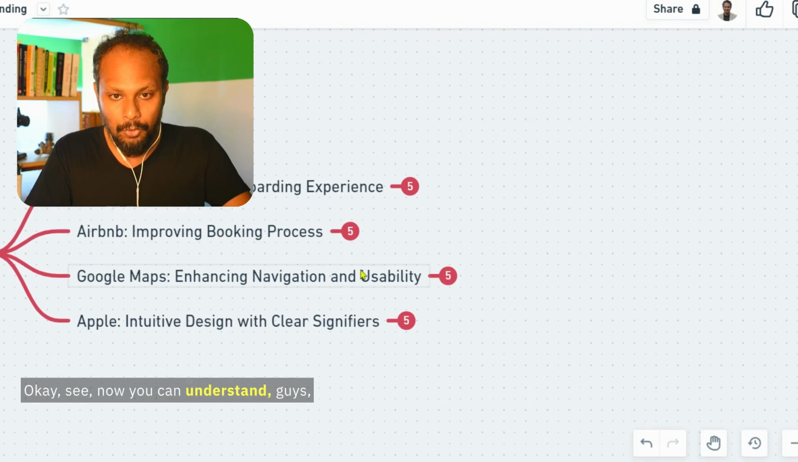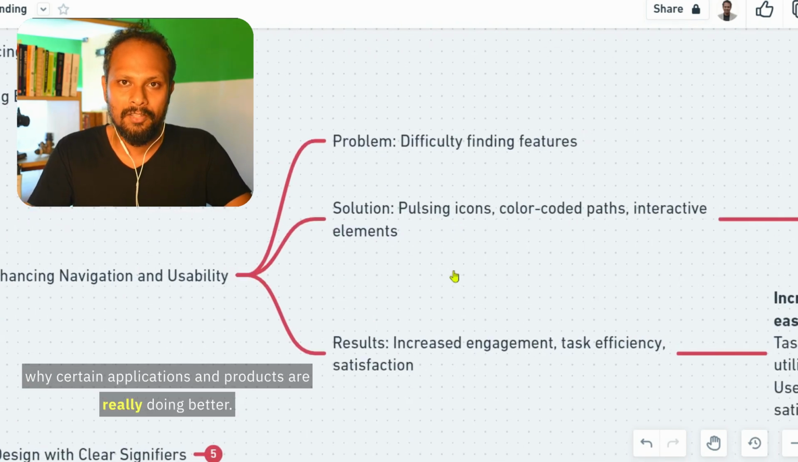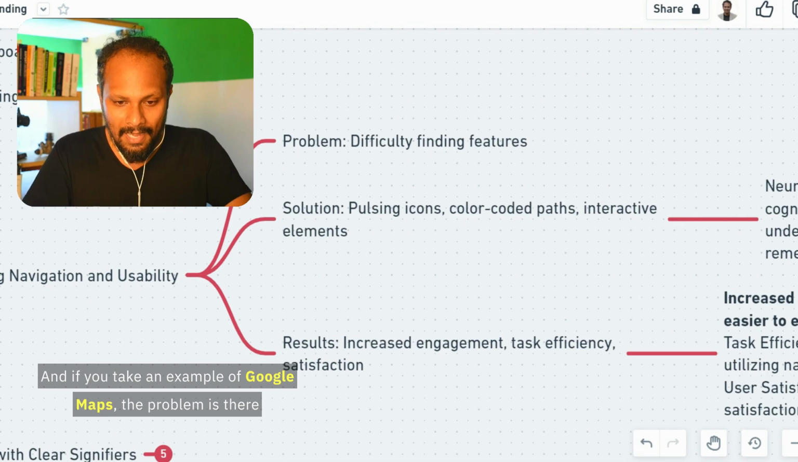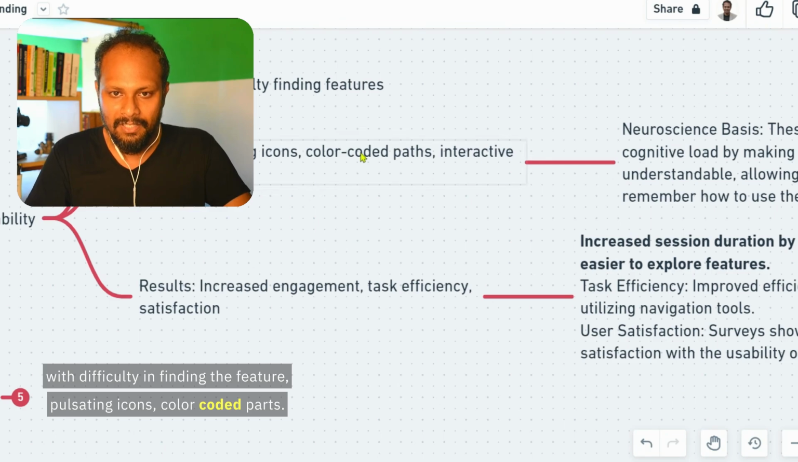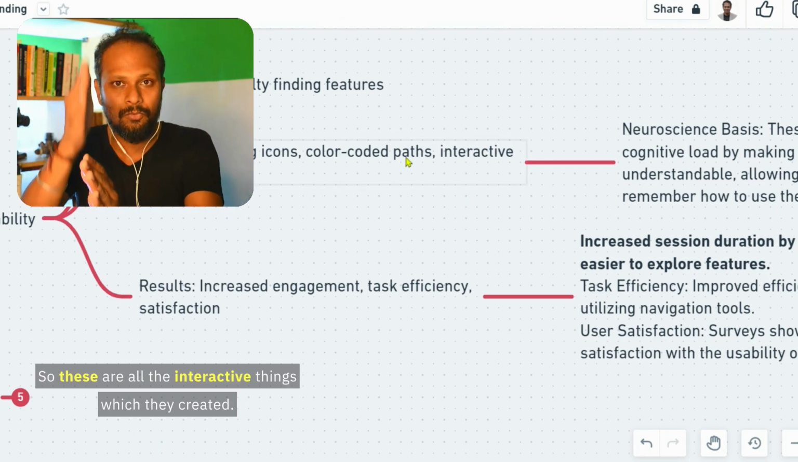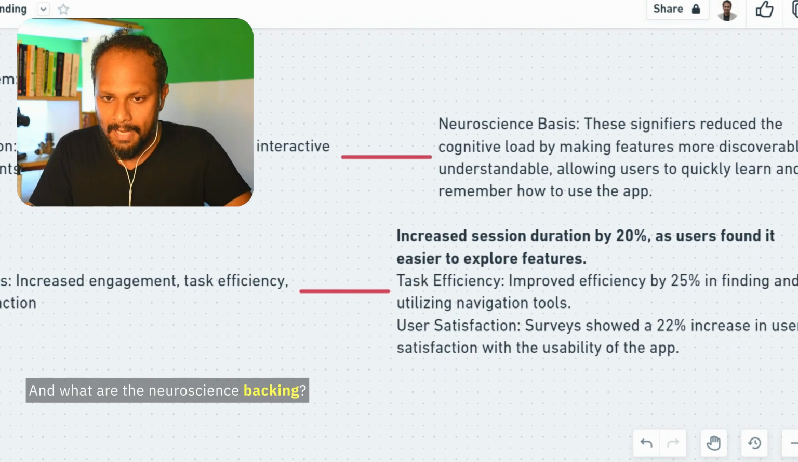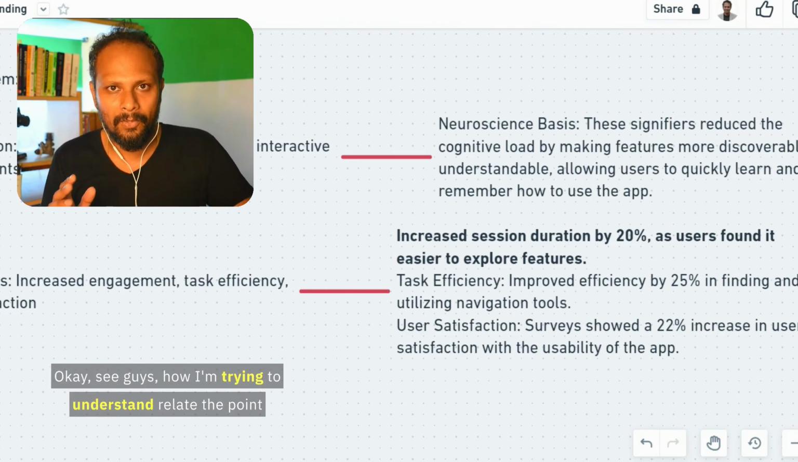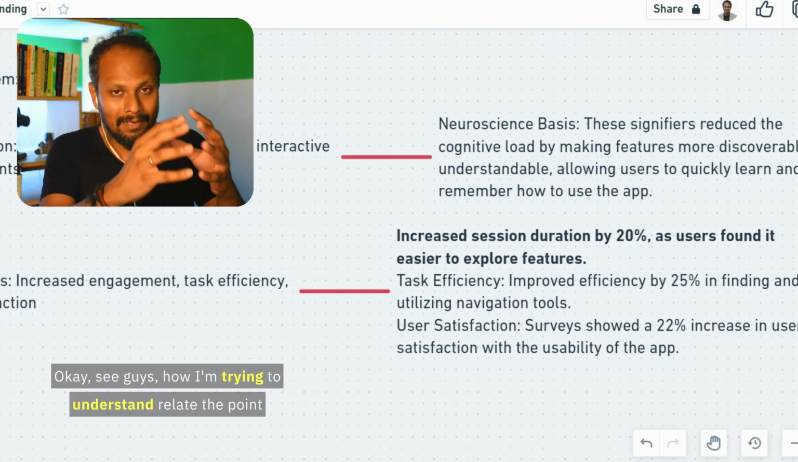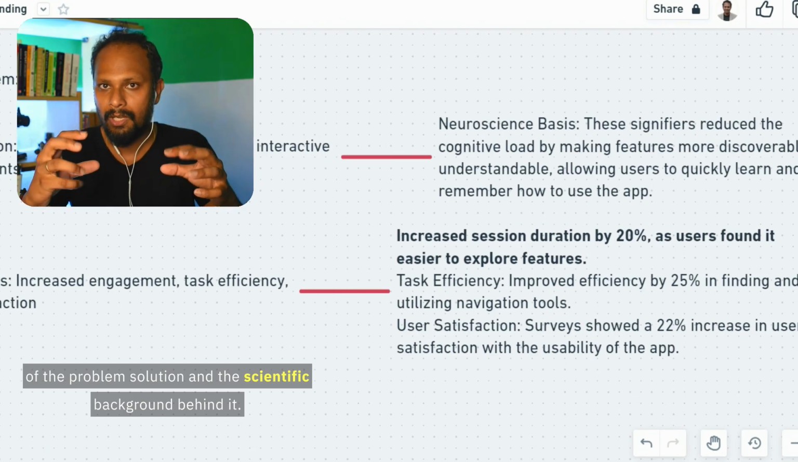Okay. See, now you can understand, guys, why certain applications and products are really doing better. If you take an example of Google Maps, the problem was difficulty in finding the feature, so they added pulsating icons and color-coded paths. These are all the interactive things which they created. And what is the neuroscience backing? High cognitive load, we have to reduce it. That's the backing.